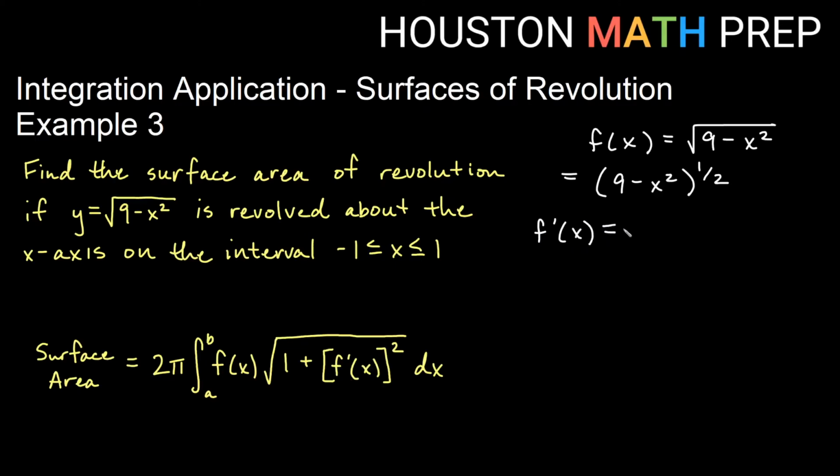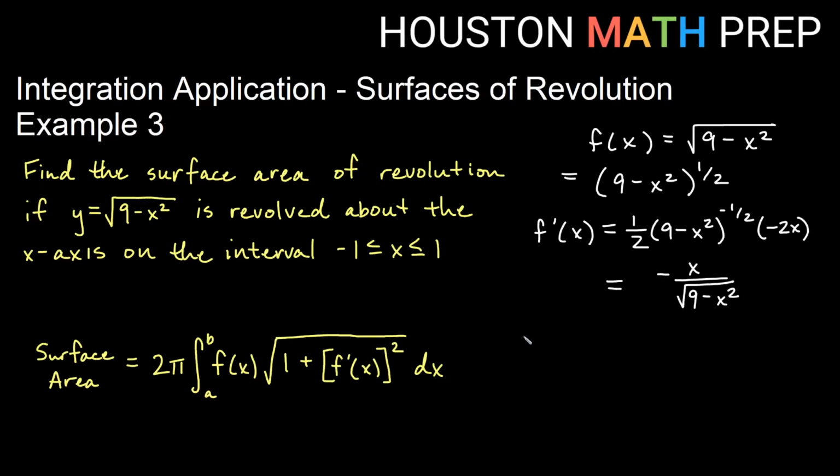So f prime of x then, power rule with chain rule inside, we'll get the 1/2 coming out front. We leave the inside stuff alone, and the power goes down by 1, times the derivative of the inside, which would be -2x. If we simplify that, the 2 will reduce with the 1/2 out front, so I will get -x. And because it's a -1/2 power, the root is in the denominator. So this is the square root of 9 minus x squared down below.